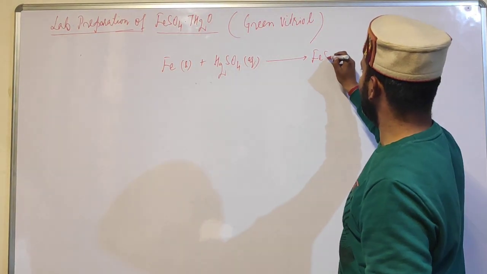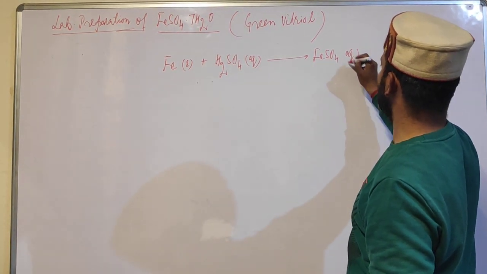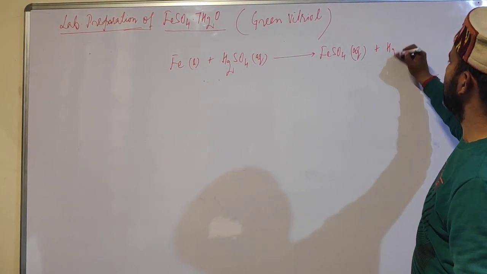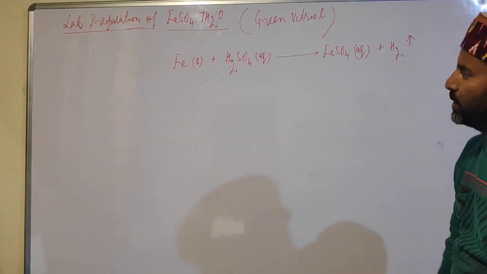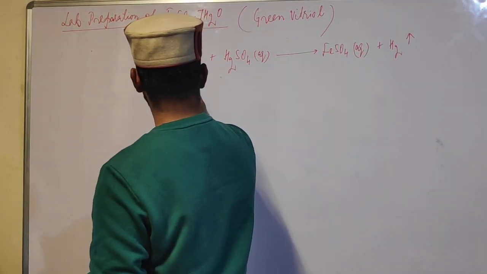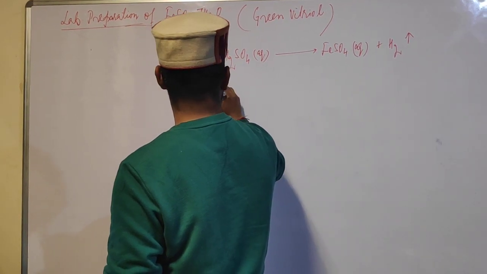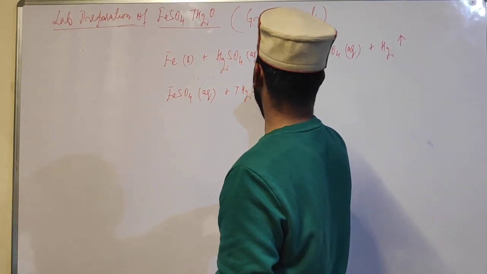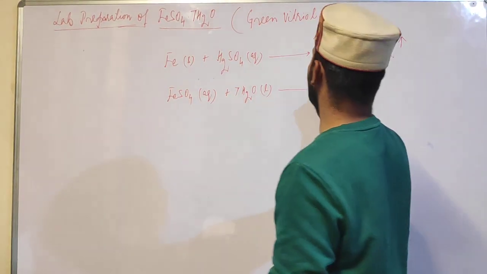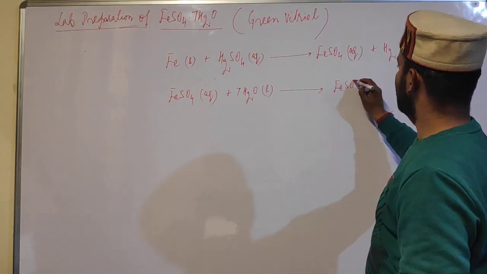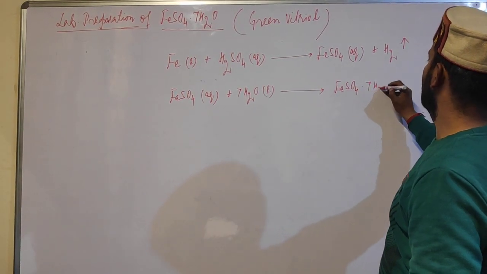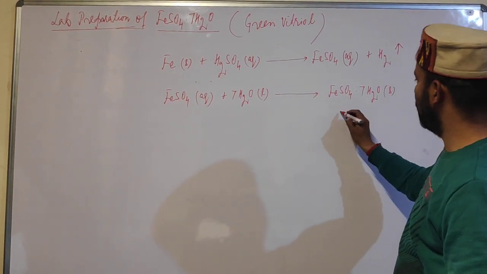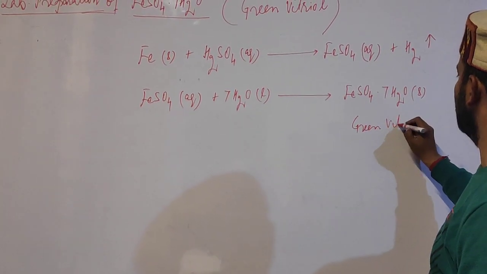We get ferrous sulfate, but since ferrous sulfate is water soluble, it will remain in the solution, that is filtrate, and the hydrogen escapes with brisk effervescence. Now the solution, that is filtrate, is then taken in a china dish and is heated till crystallization point is reached, and upon crystallization we get ferrous sulfate crystals, and this hydrated ferrous sulfate is called green vitriol.